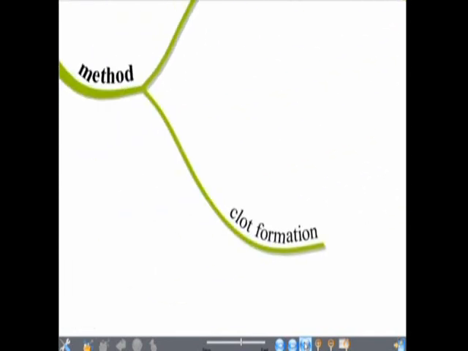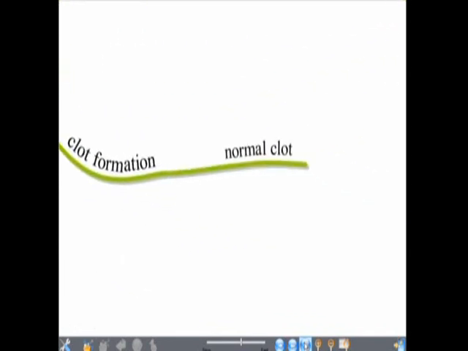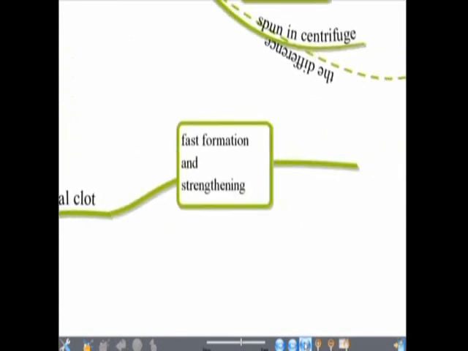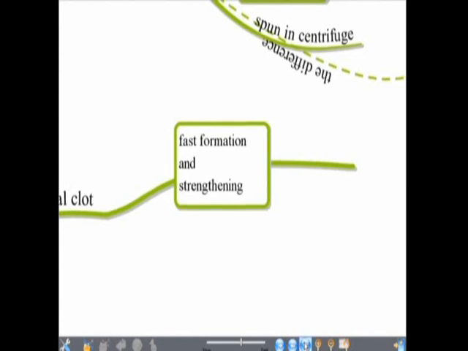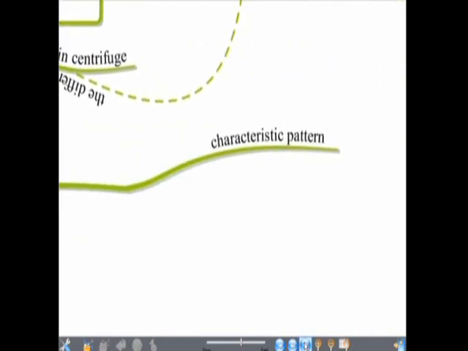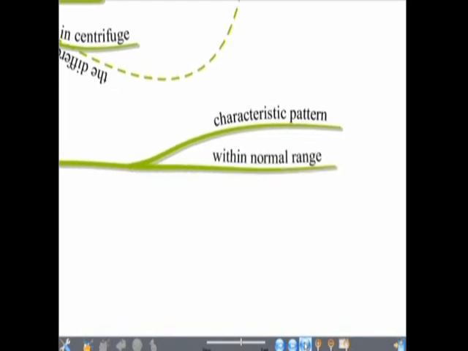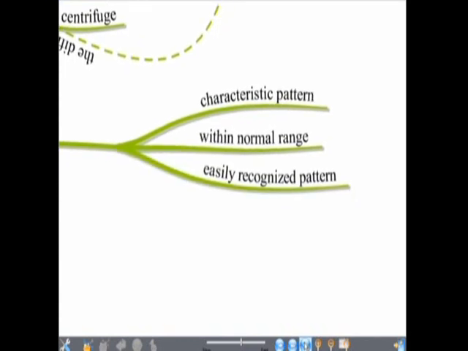Okay, clot formation. A normal clot is fast forming and fast strengthening, and it's got a very characteristic pattern, a very characteristic curve, which I'll show you in a minute, within the normal parameters, which we'll talk about, as an easily recognizable pattern. So once you have been using this machine a couple of times, you can easily tell which one is a normal pattern and which one is deranged. It's just a matter of pattern recognition.